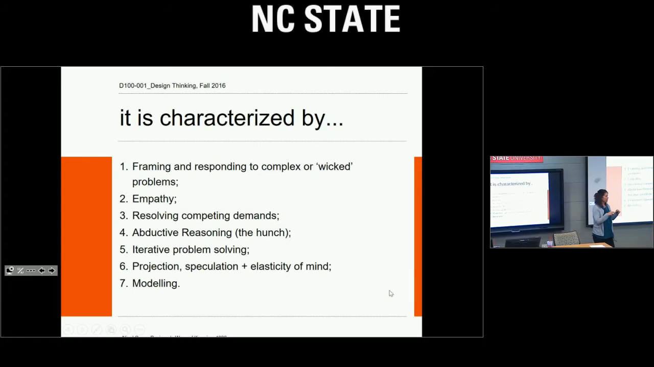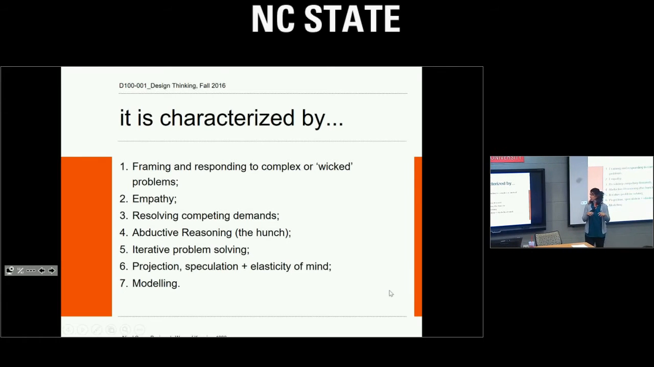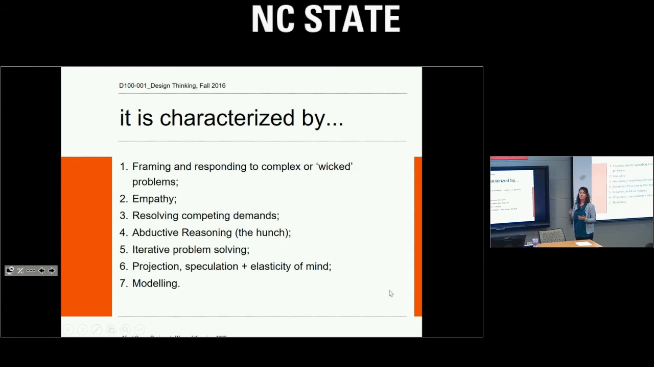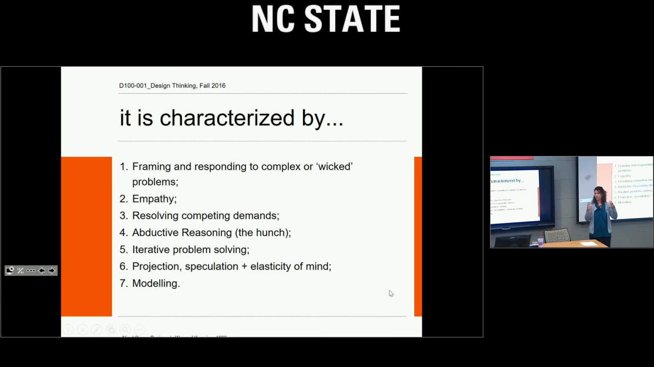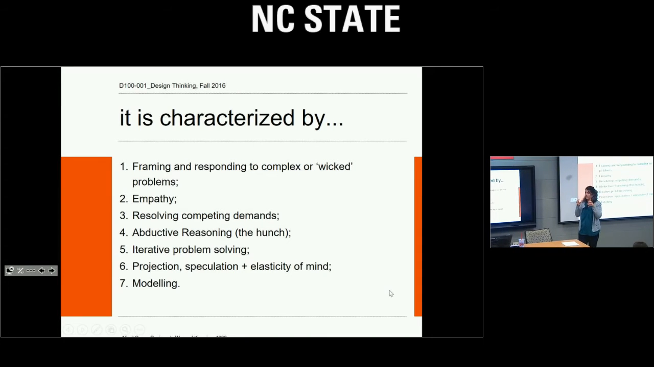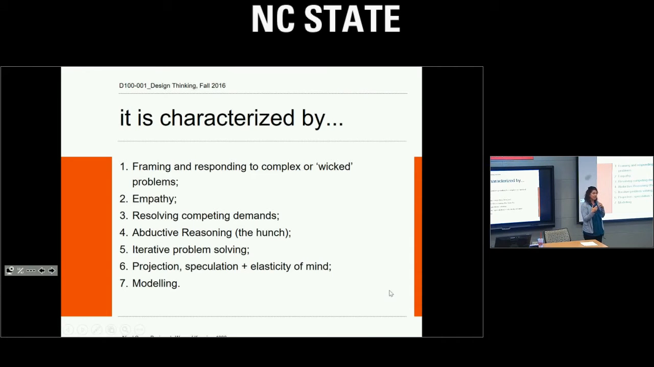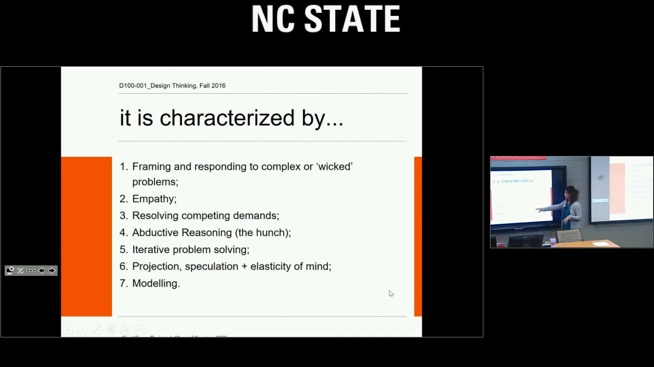I think that this is not something that has been as central to the design thinking process, but I think it's really, really important: projection, speculation, elasticity of mind. So being very flexible to what it is that you see in front of you, not being so fixated on the answer that when some other idea presents itself to you, you can't recognize it. So I think elasticity of mind is really important.